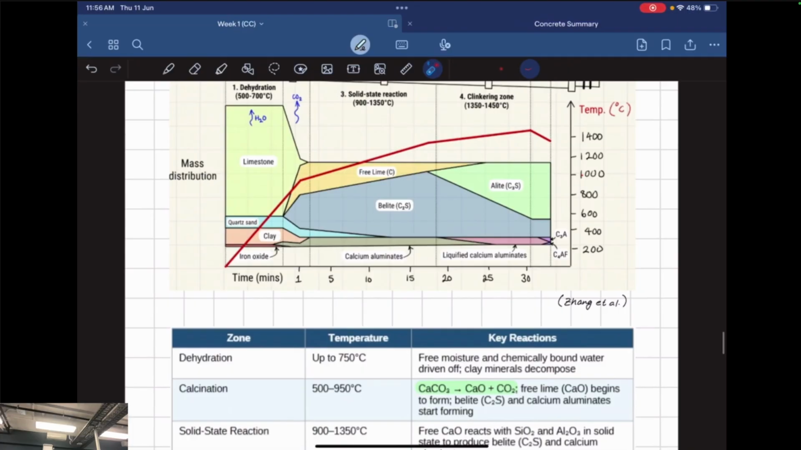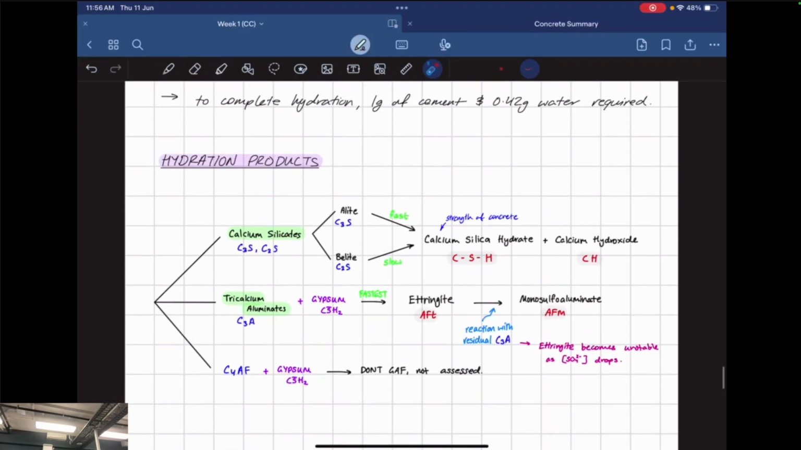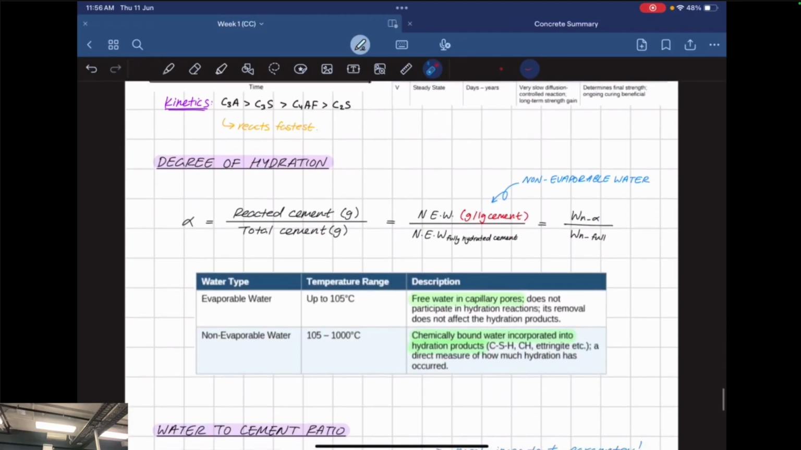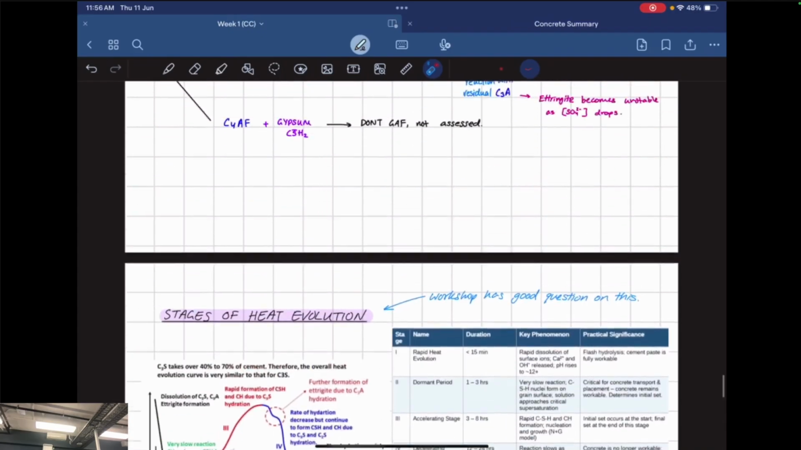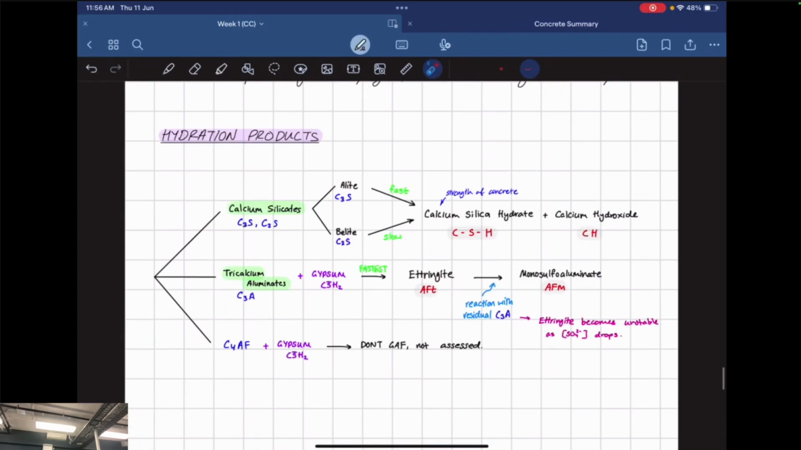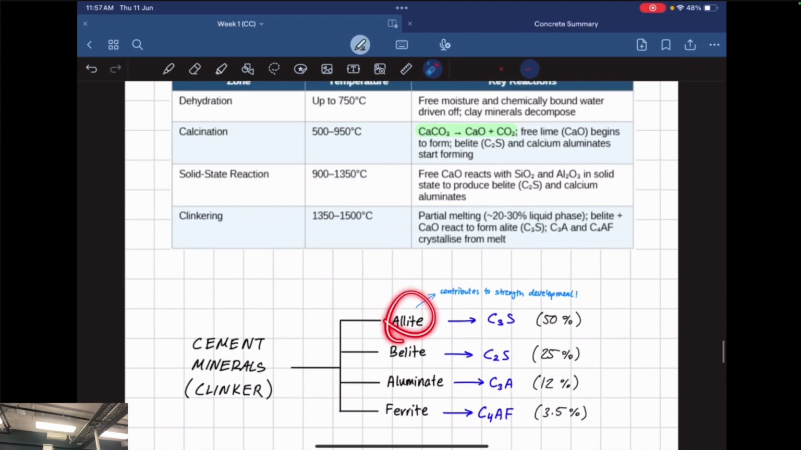Yeah. So alite, belite. I've got a diagram down here somewhere. Oh, here. No, these are hydration. Clinker. What's clinker? Oh, I don't think I'm putting it in my notes. Well, these are the clinkers, right? Oh, here it is. It's right here. So we've got alite that forms, belite, aluminates, and ferrites.